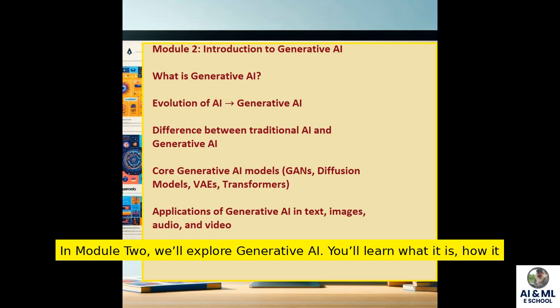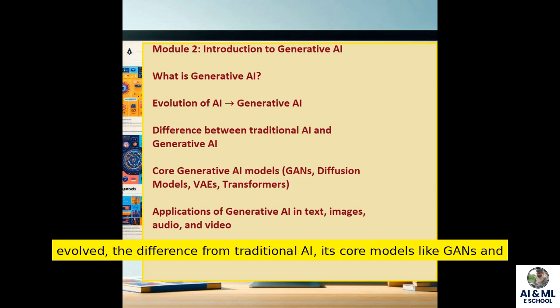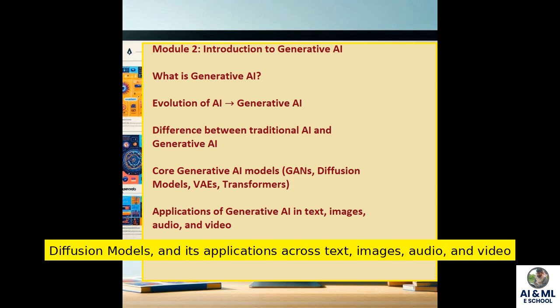In Module 2, we'll explore generative AI. You'll learn what it is, how it evolved, the difference from traditional AI, its core models like GANs and diffusion models, and its applications across text, images, audio, and video.